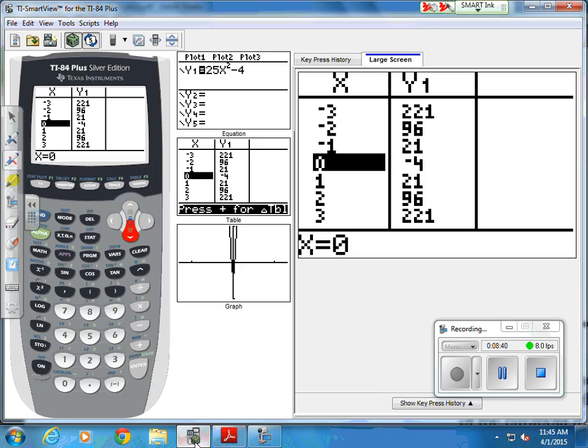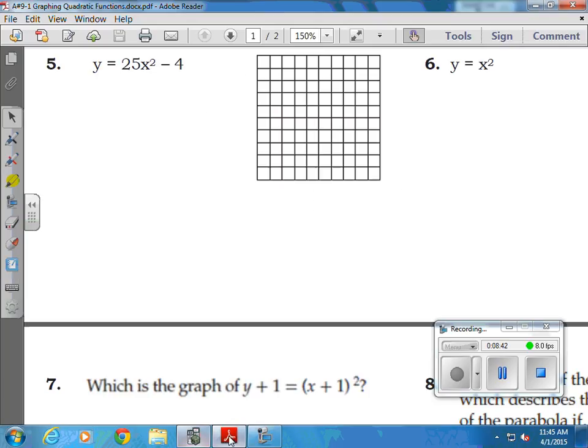Wait, did I do that? Let's see. 0, negative. So we're just negative. What's that? Yeah, that's right. The 0, -4 is the only thing that will fit. Okay, there's 0, -4. There's my origin. There's my y-axis, my x-axis.